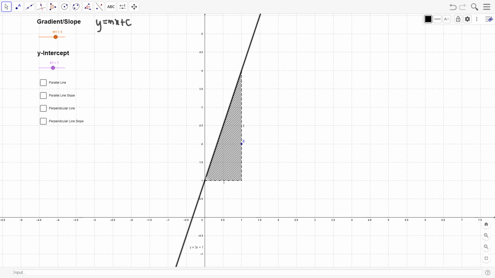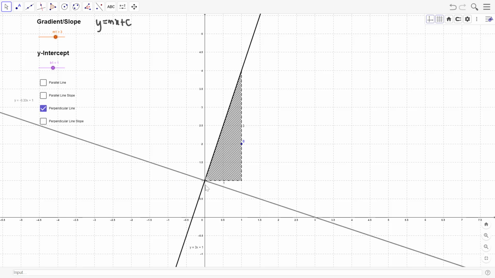Let's put in a perpendicular line. There is our perpendicular line, meaning that there would be a 90-degree angle where they cut or intersect. Let's see what the gradient of the perpendicular line will be. There is our perpendicular line. Let's work out the gradient. Well, the direction of the gradient, we know that that is a decreasing line. It will have a negative gradient.